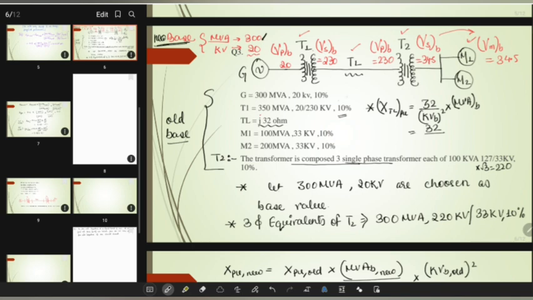Now what is kV base for transmission line? That is 230. Okay, you can see here 230, secondary side of transformer 1 and primary side of transformer 1, both are same 230 kV. So this will be 230 square divided by MVA. What is MVA here? MVA is 300, and this will give you 0.018, sorry, 0.18.